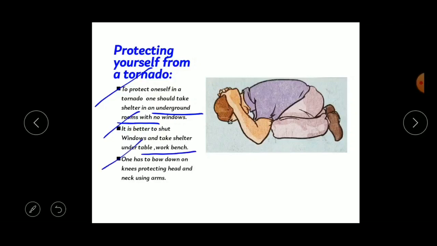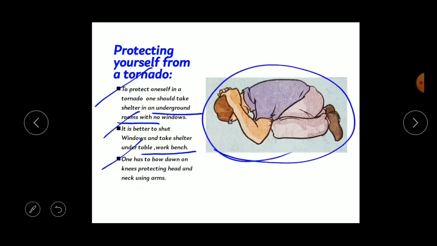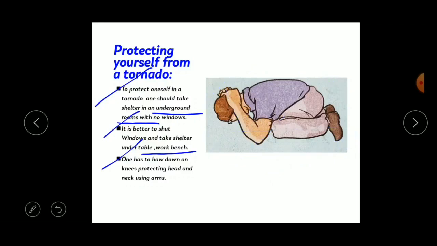The next thing is one has to bow down on knees, protecting head and neck using the arms. You can sit yourself in this structure. You can sit like this. Bow down on your knees and protect your head using your arms. Okay, this is how you can protect yourself from the tornado.